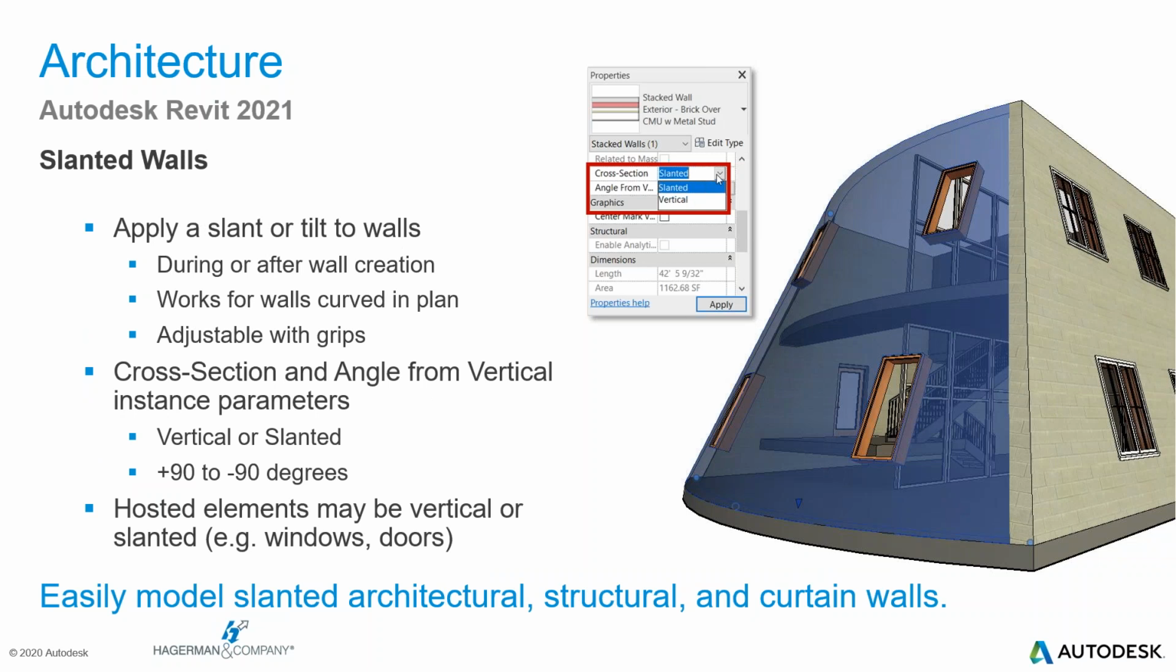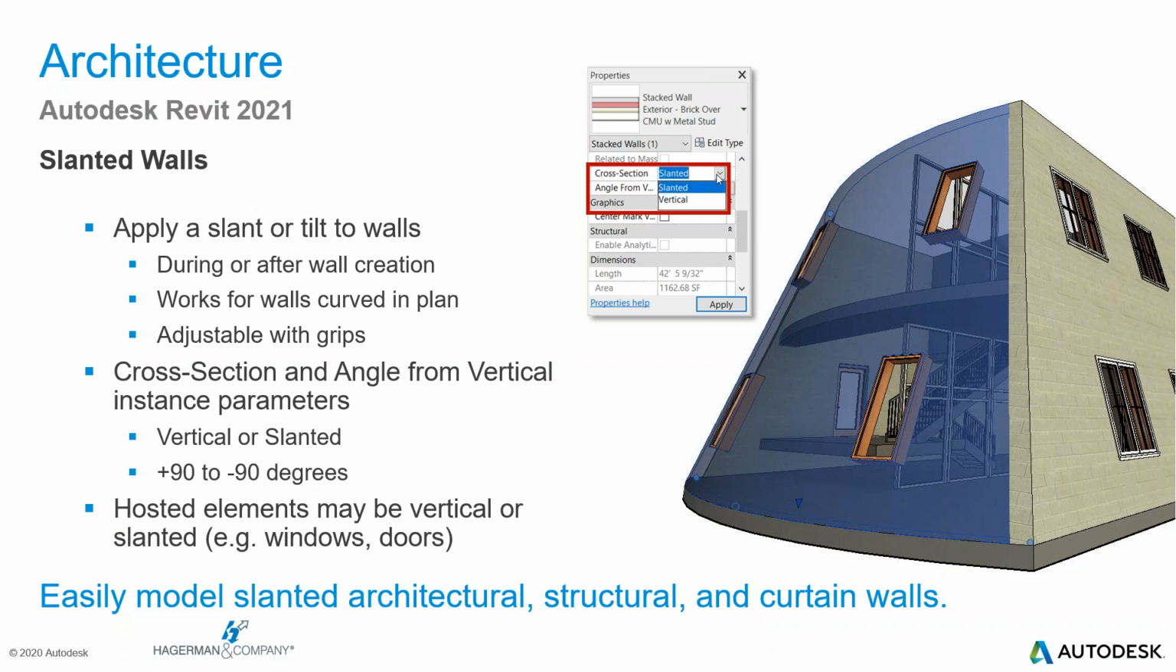In Revit 2021, you may apply a slant or a tilt to walls during their creation by selecting Slanted from the cross-section instance parameter in the constraints section of the properties palette. You can also change an existing vertical wall to a slanted wall.